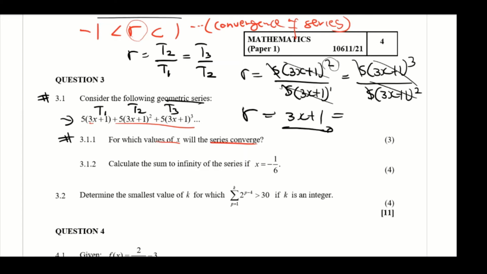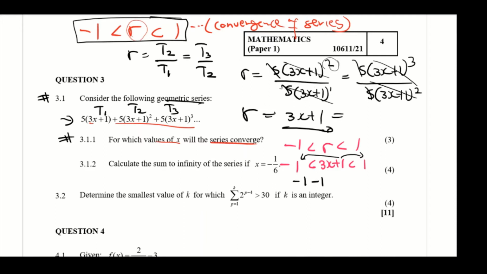So you're going to put your ratio inside this convergence condition here. You're going to say my R must lie between -1 and 1. But what is my R? It's 3x + 1, lying between -1 and 1. So for us to solve here, you must transpose this 1 on both sides. So you transpose it that side, you also transpose it that side. So we're going to have -1, because they changed the sign from positive to negative, less than 3x, less than 1, which is this one here, and then -1.